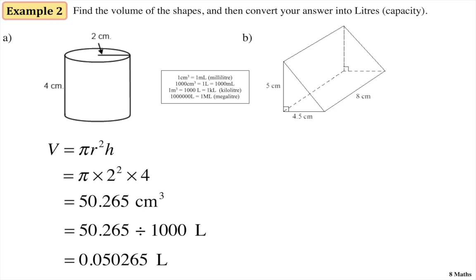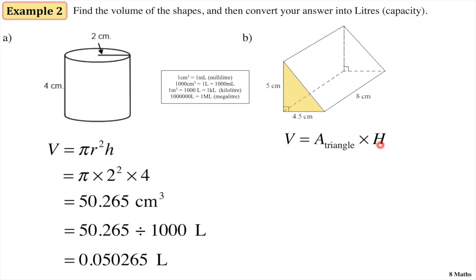Part B, there's my shape. Now, for this question, it's a bit more challenging. What I need to do is recognise that I've got a triangle at the front. I also have a triangle at the back, but I'm not really worried about the back triangle. I'm just going to focus on the front triangle. So the volume is equal to the area of the front triangle or the back triangle, doesn't matter, times H.